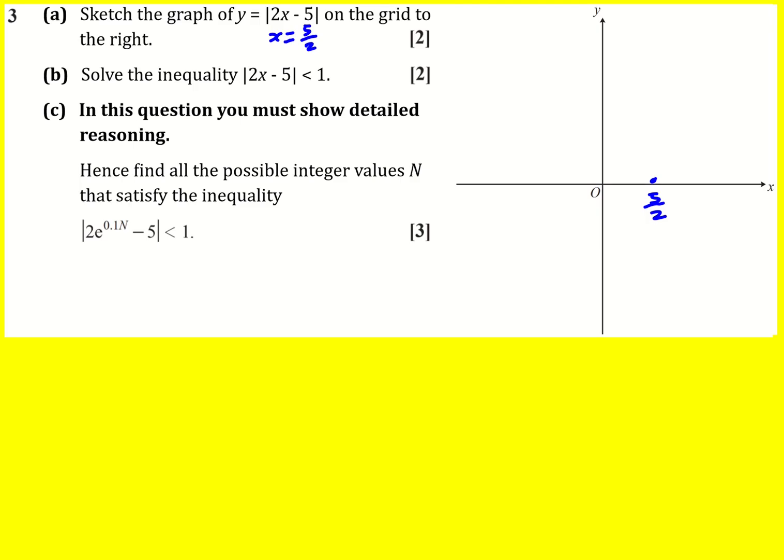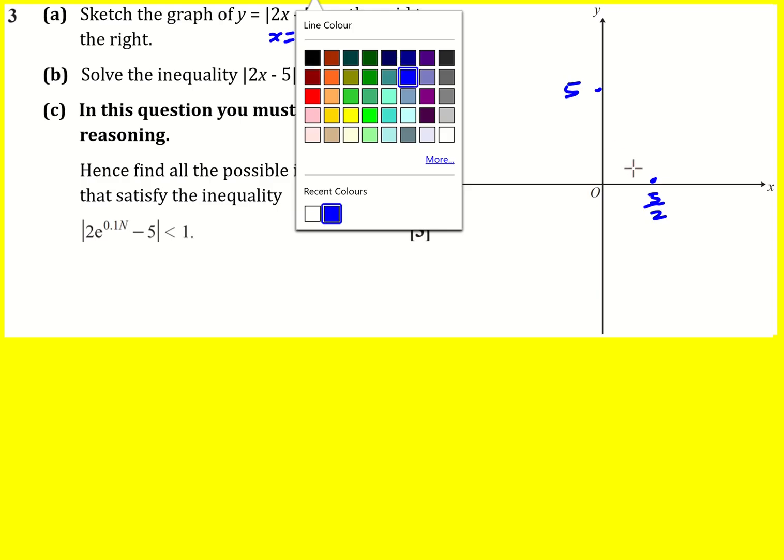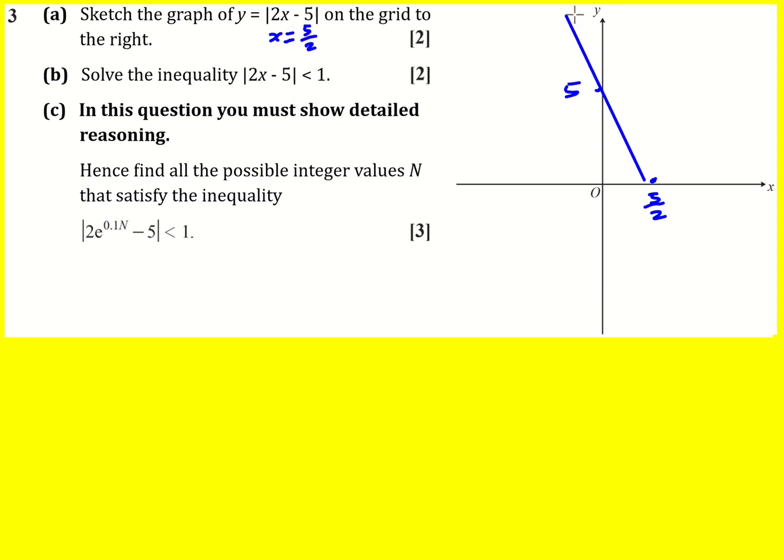And then what about the y-intercept? When x is 0, we're going to get the modulus of minus 5, which is 5. Okay, on those 2 points, I've got my graph, because it's going to be going like this, and then let me just do that again, then bouncing. Okay, to make sure it looks symmetrical.